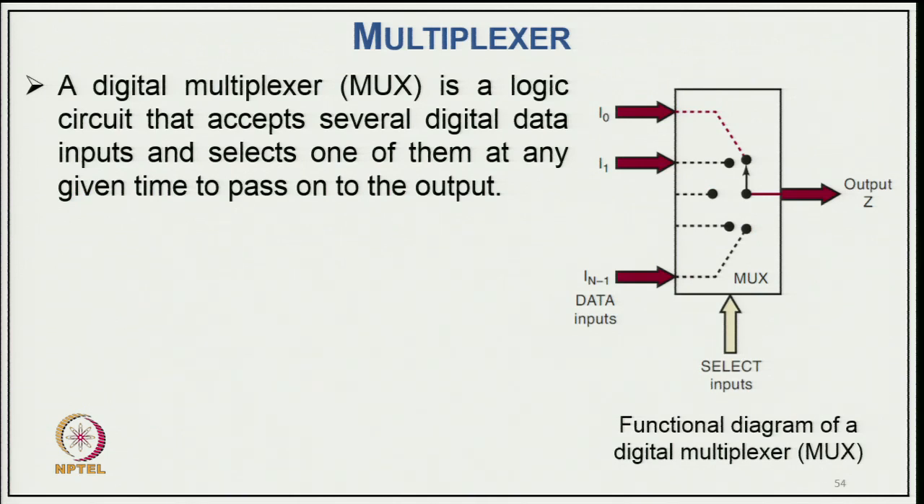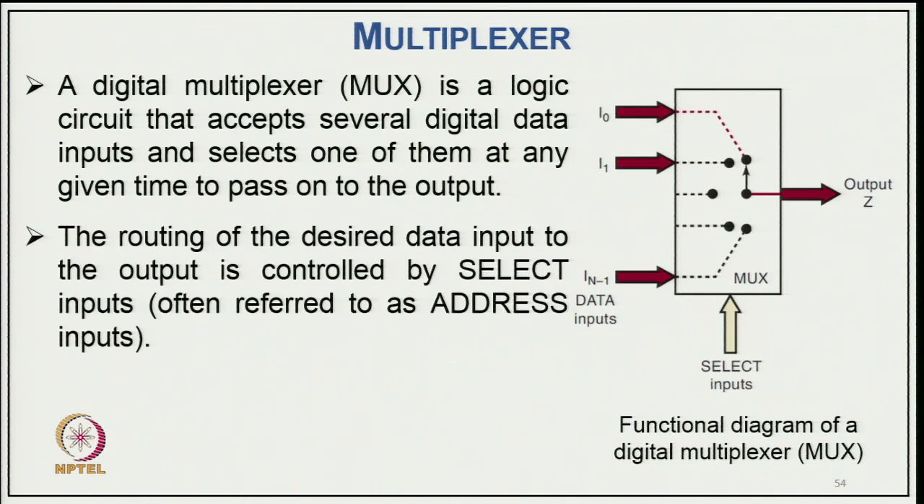A digital multiplexer is a logic circuit that accepts several digital data inputs and selects one of them at any given time to pass to the output. We have several inputs, I0 to I n minus 1, that is n inputs, and we select from these in the mux, and the output is 1. It depends on the value of the selector, and we select only one out of these. This is the functional diagram of a digital multiplexer.